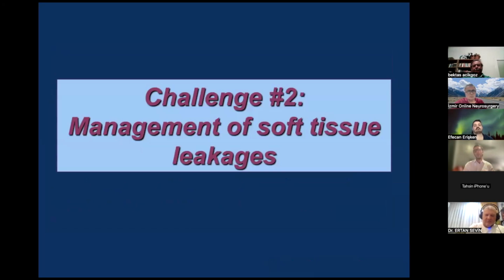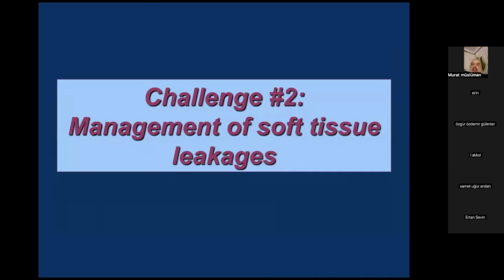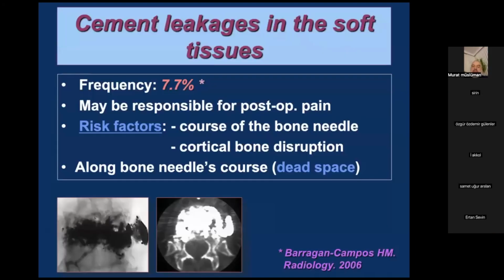Second challenge, sometimes, as I told you in the previous webinar, we can have some soft tissue leakage when we inject the cement, and also we can have some mispositioning of spindle when we do reinforced cementoplasty. So we have some tips and tricks to remove this leakage or this malposition of spindle. So I will just talk about it briefly.